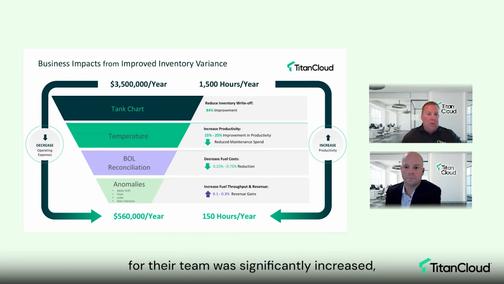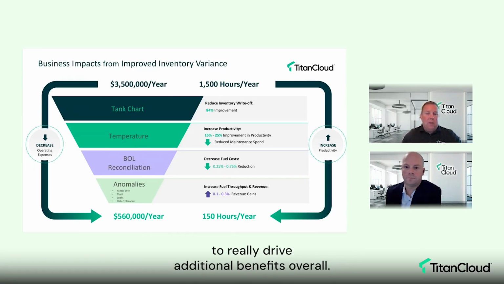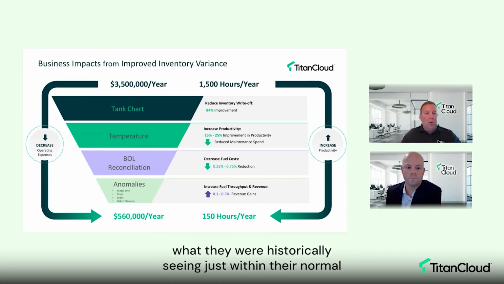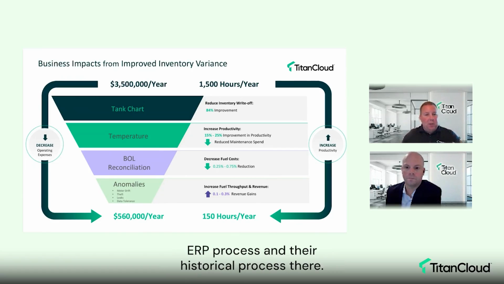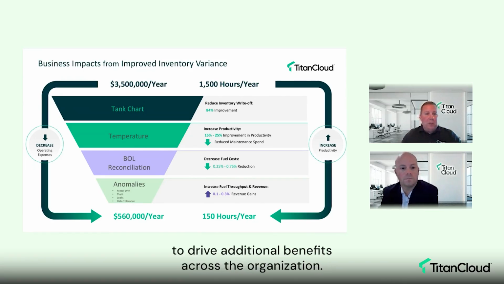Then the efficiency for their team was significantly increased, where now they could spend more time on value-added efforts to really drive additional benefits overall. But as a tank chart benefit, it was an 84% improvement over what they were historically seeing just within their normal ERP process and their historical process there. So they significantly improved their overall workflows just by leveraging technology to drive additional benefits across the organization.